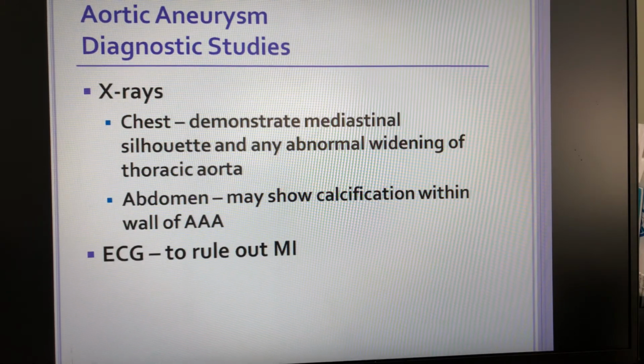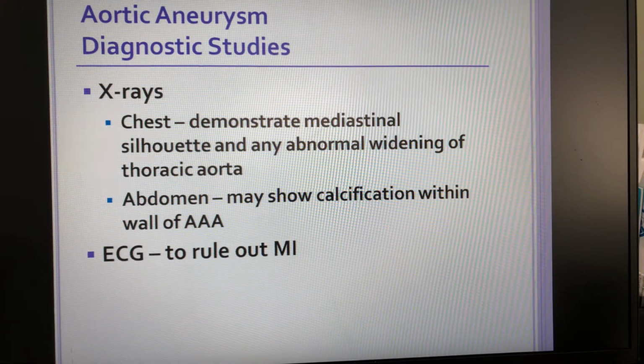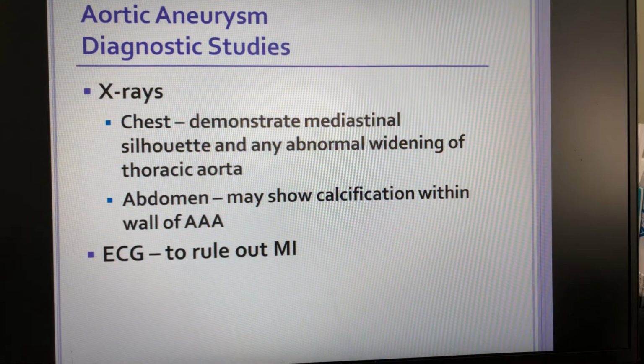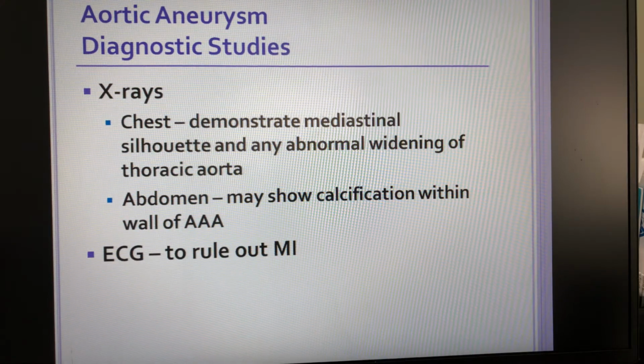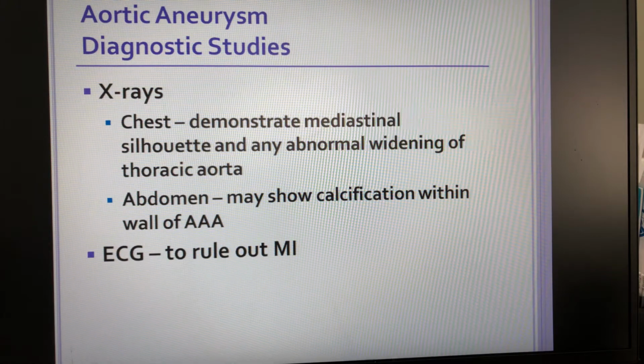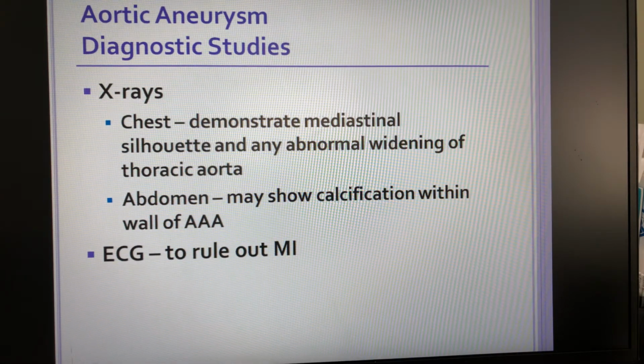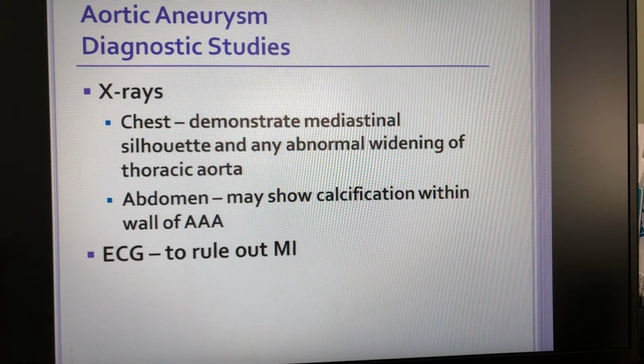When it comes to diagnostics, first you want to do that EKG or ECG to rule out whether these people are having an MI. And since thoracic aneurysm or dissection symptoms can mimic angina, that's one of the reasons why you want to get the ECG first. And then they do a chest x-ray, which will show a mediastinal silhouette and any abnormal widening of the thoracic aorta. And as far as the abdomen, it may show calcification within the wall of the AAA.